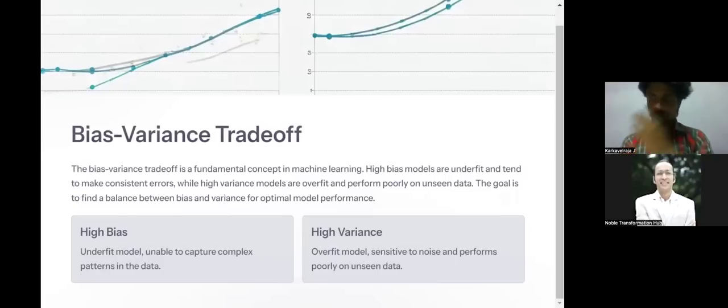So make it very clear. I will reiterate again. High bias means underfit model, unable to capture the complex patterns in the data. Overfit model is sensitive to noise and performs poorly on unseen data. High variance is overfit. High bias is underfit. But the behavior would be the same: it is not learning from the data or the patterns.